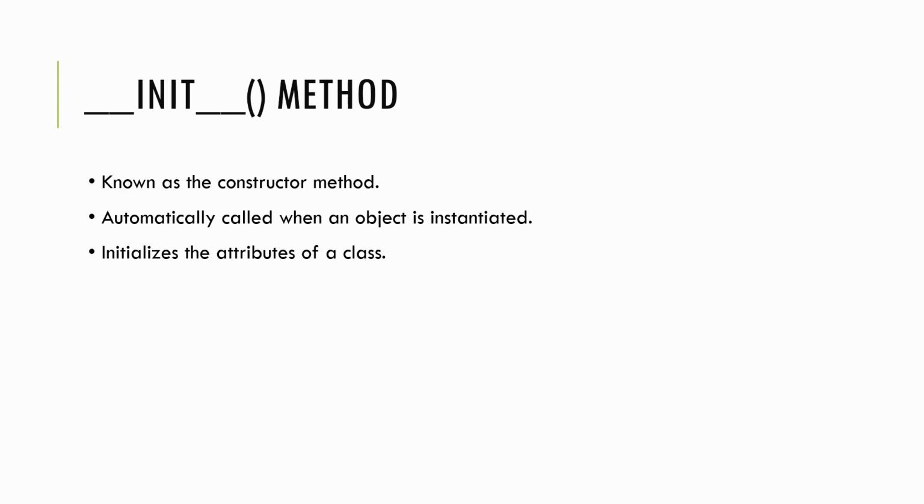Next, let's discuss the init method, which is the constructor in Python. This method is automatically called when a new object is created from the class. It initializes the object's attributes with values provided during creation. In the car class, for example, the init method takes two parameters, brand and model, and assigns them to the object's attributes.